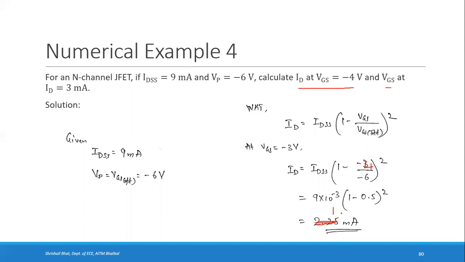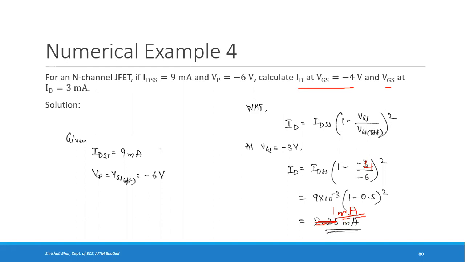So I'll correct it here. It is actually 1 milliamp, because 4 by 6 is 2 by 3. 1 minus 2 by 3 is 1 by 3. 1 by 3 whole square is 1 by 9. The 9 and 9 get cancelled. So 1 milliamp is the answer when VGS is minus 4. So ID is 1 milliamp.